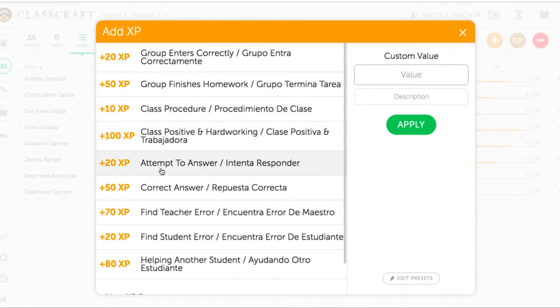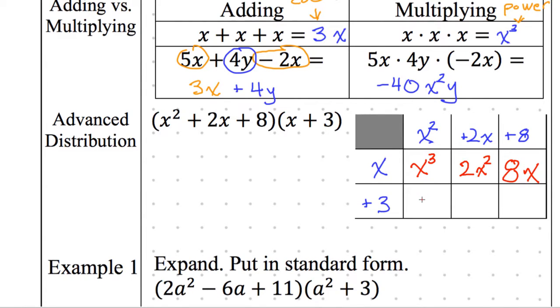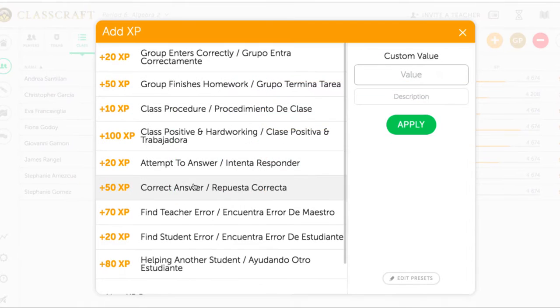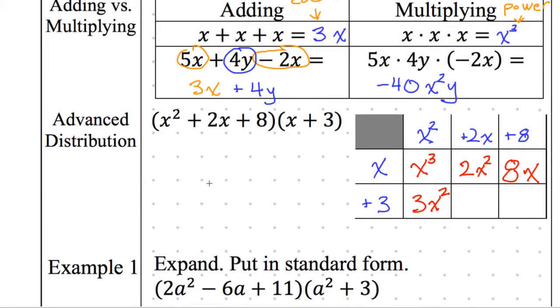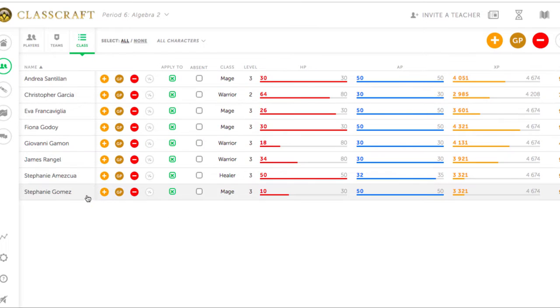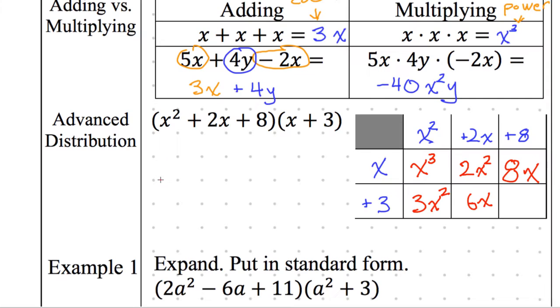We'll give some more XP out here really quick. What goes in this cell? Quiet raised hand. Steph. 3x squared. Thank you, Steph. Stego, I'm going to give the next one to you. 6x. There it is. Thank you. Chris, you do the next one. 11? Oh, 24. 24. Thank you, Chris.